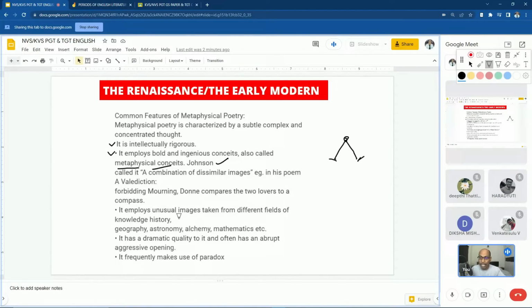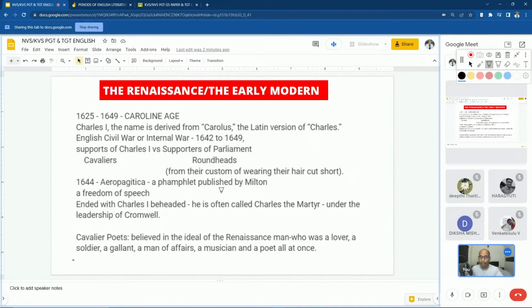It employs unusual images taken from different fields of knowledge: history, geography, astronomy, alchemy, mathematics, etc. It has a dramatic quality to it and often has an abrupt, aggressive opening. It frequently makes use of paradox. So it is some kind of exaggerated, highly intellectual poetry, which is very complicated to understand unless we have the explanation by the poets.